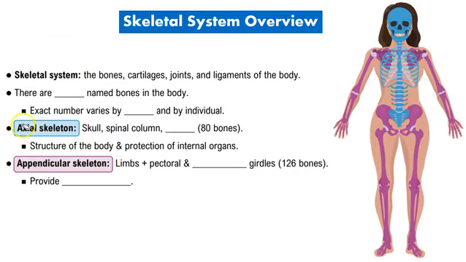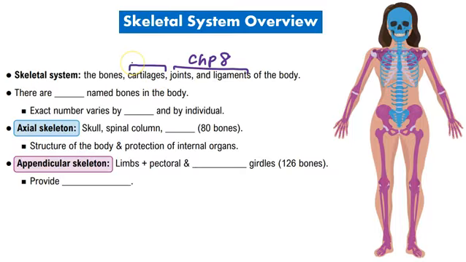All right, folks, let's go ahead and get our skeletal system overview. The skeletal system, as we know, is made of bones, cartilages, joints, and ligaments of the body. Joints and ligaments we get into in chapter 8, and cartilages we've seen before.